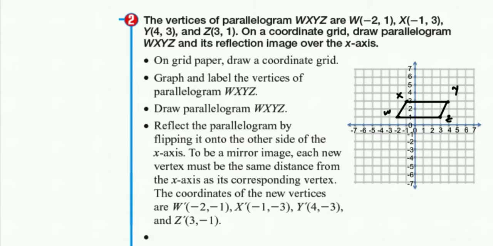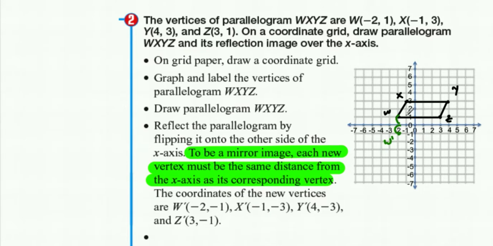To be a mirror image, this is how you do it. Each new vertex must be the same distance from the x-axis as its corresponding vertex. What does that mean? That simply means that if you look at point W, and this is your x-axis, point W is 1 unit up from the x-axis. That means if it's 1 unit up, W prime should be 1 unit down as well. So this becomes W prime, this point right there.